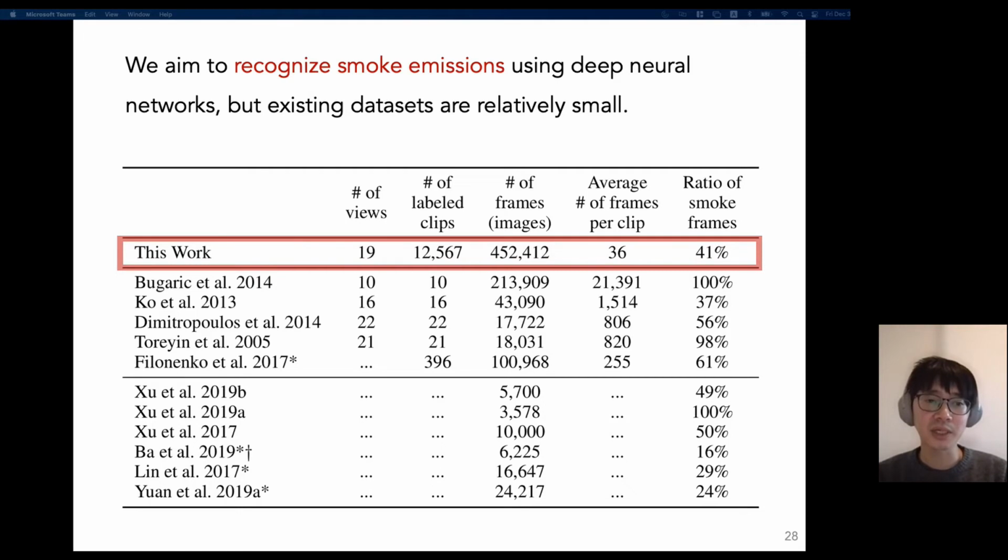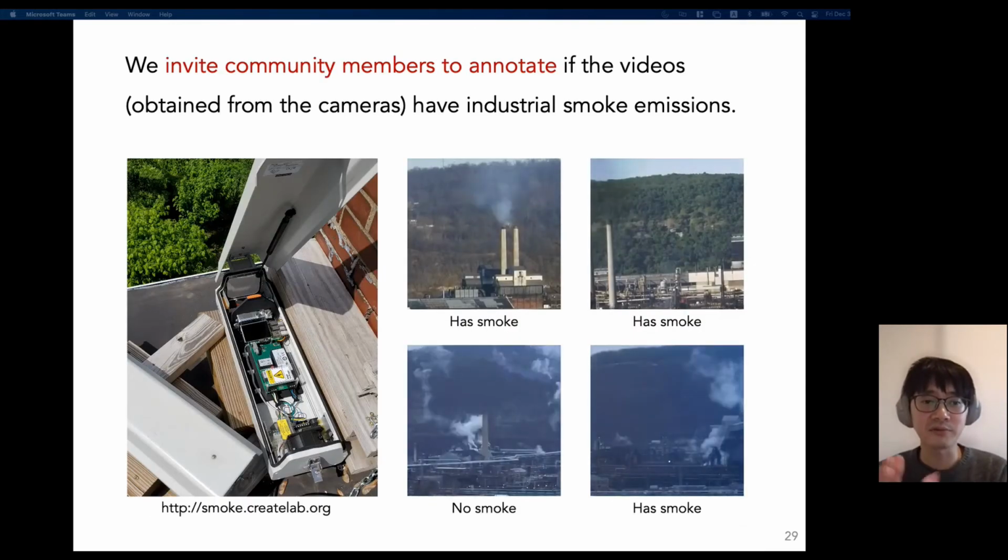In this case, we collected with local communities about 12,500 video clips which we labeled as yes or no. That means this video clip has smoke emissions, or this video clip does not have smoke emissions. The average number of video frames per video clip is about 36, and we have about 19 different views. That means we have 19 different videos pointing at different locations. On the right, you see different views.